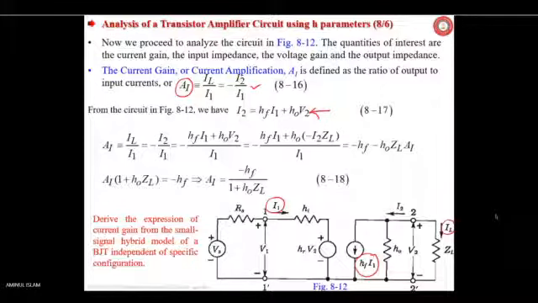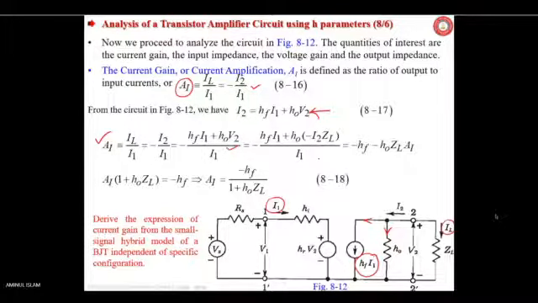Current transfer ratio. It is nothing but current. This component is current, and one component of current from here, another is in this direction. I2 equals the summation of this. So the current gain AI can be written as this, and hence if you put the value of V2.